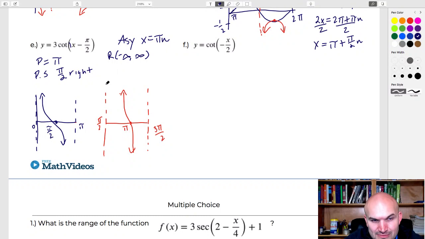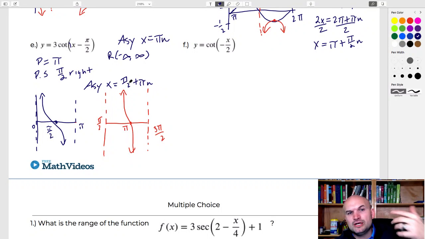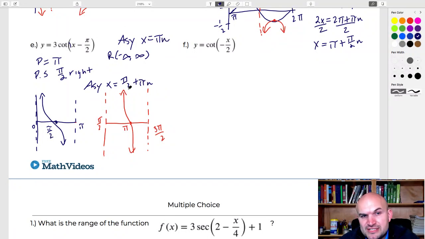So as far as my asymptotes go, that's just going to be x equals pi halves, which is my new starting point, plus pi n. And if you want to do the algebraic process I did, set this equal to pi n, you would see it's going to be pi halves plus pi n. So the domain here is going to be all real numbers such that x cannot equal pi halves plus pi n.